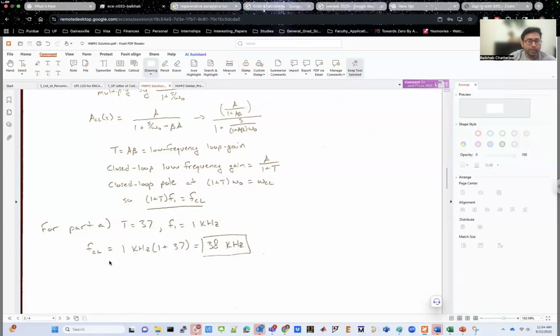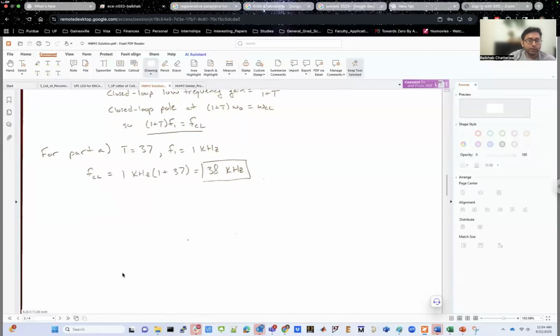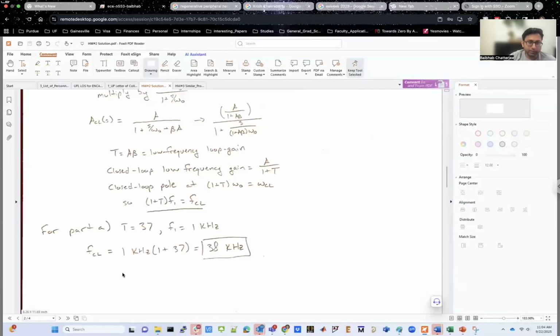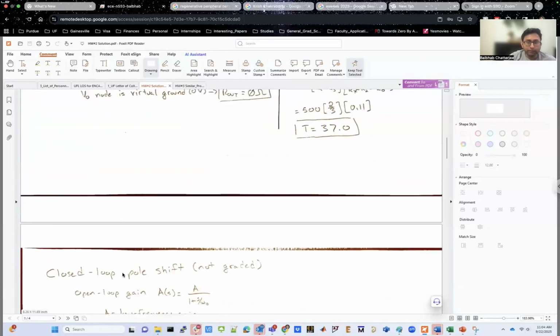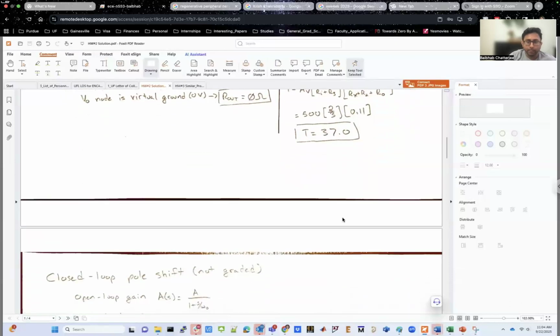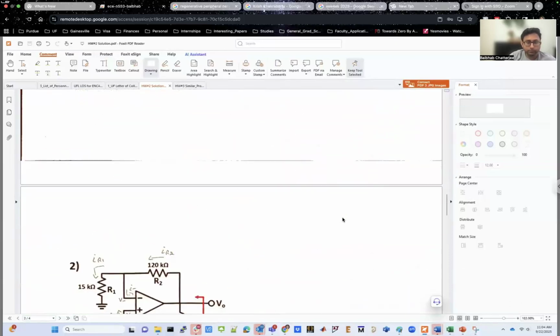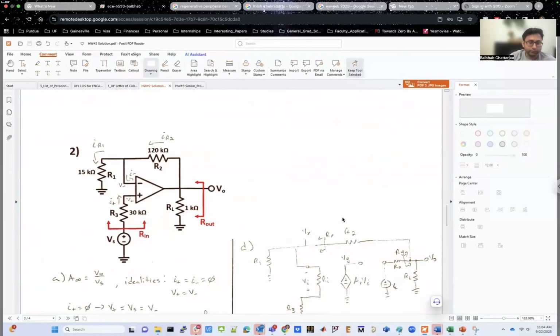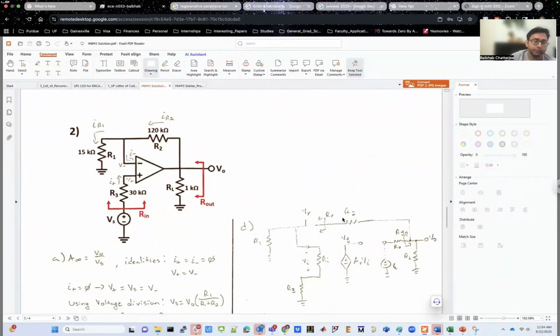So basically, you'll see that your bandwidth increases by 38 times and your gain reduces by 38 times, because A was equal to 500. And the beta factor has to be equal to 1 over 38, or very close to that, if you have some amount of approximation.